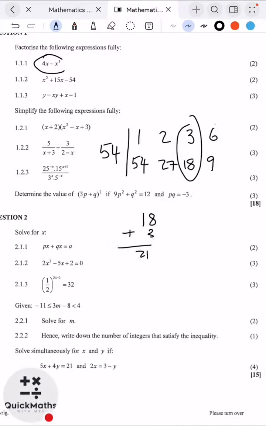Okay, but that's not my middle term. What about subtracting them? If I subtract these, then I get a 15. So I want that 15 because that's my middle term. So the pairing that we have, 3 and 18, those are going to be the factors we use.